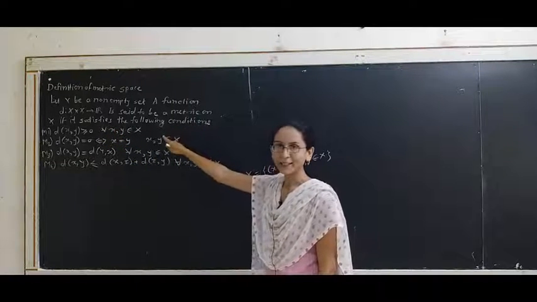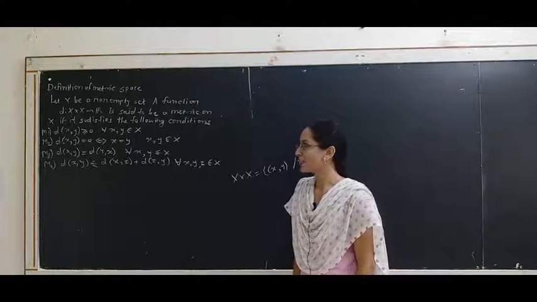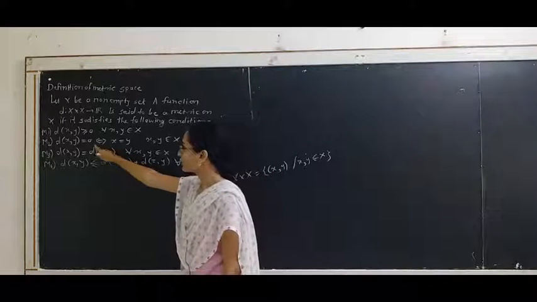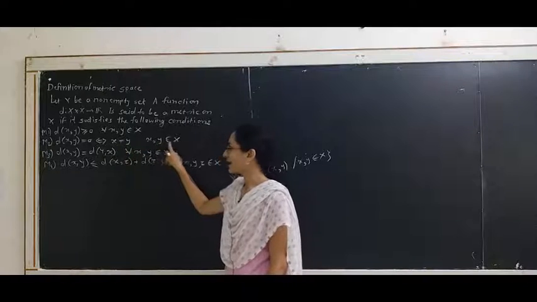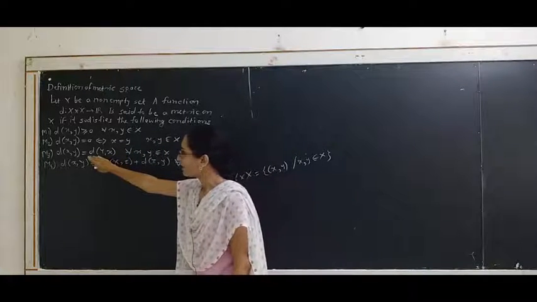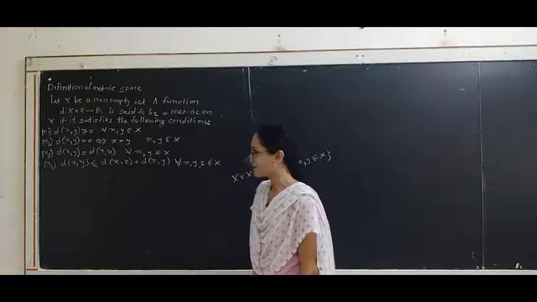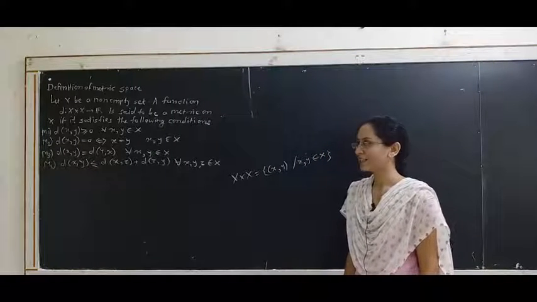First is non-negativity: D of xy is greater than or equal to 0 for every x and y belonging to X. D of xy is equal to 0 if and only if x is equal to y, for x, y belonging to set X. Third one is D of xy is equal to D of yx. And last is D of xy is less than or equal to D of xz plus D of zy.